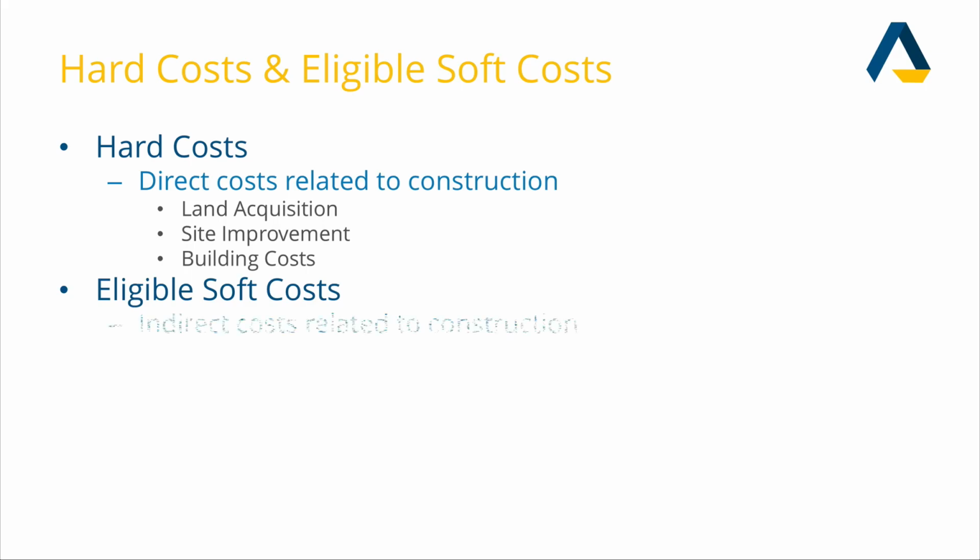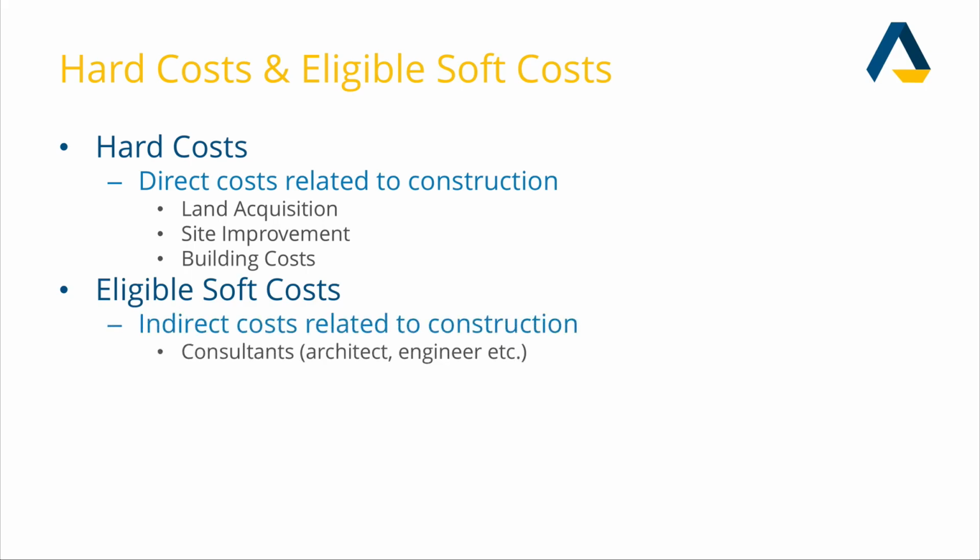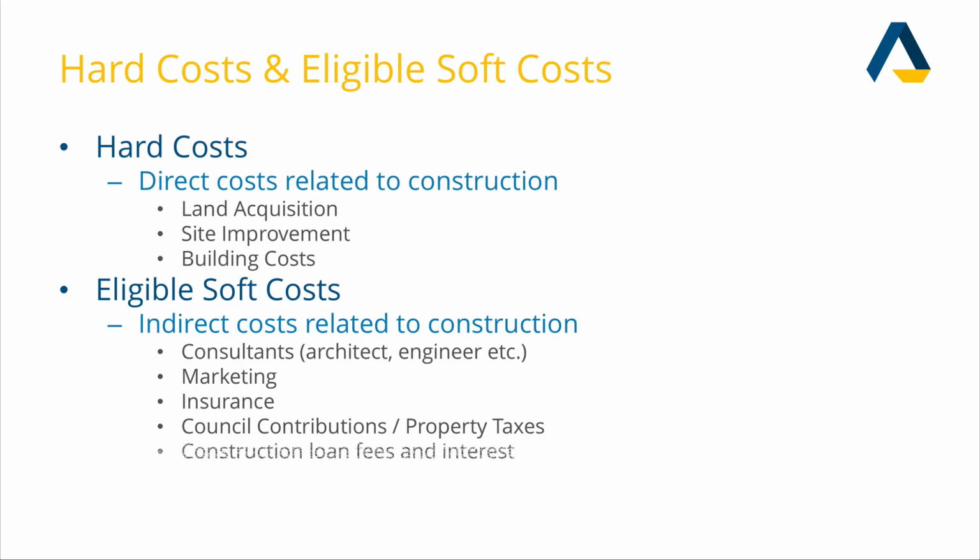Eligible soft costs would include indirect costs related to construction, for example, consultants, architect, engineer, marketing. There could be certain insurance, for example, during the construction process. The builder needs to insure this because the site is with the builder, so it's the builder's responsibility to make sure that it's all covered. You've got council contributions or property taxes. These are eligible soft costs that can be funded by a financier. Construction loan fees and interest, but only construction loan fees and interest.